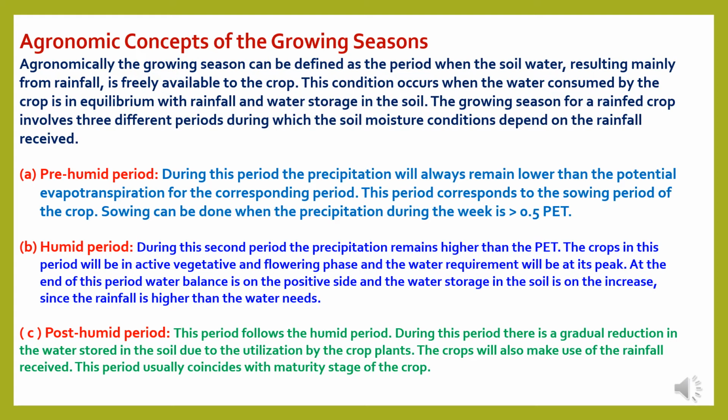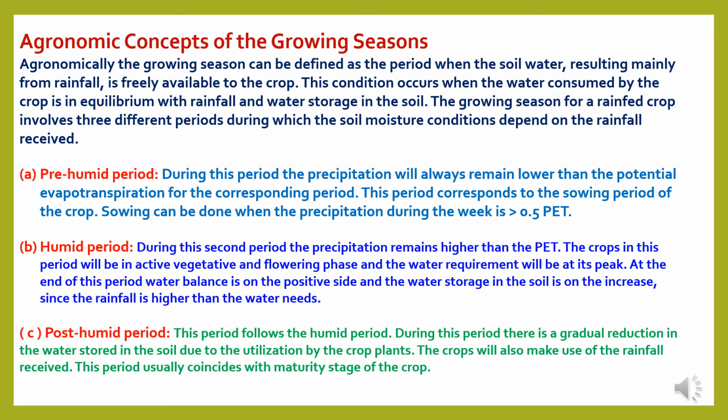The growing season for a rain-fed crop involves three different periods, during which the soil moisture conditions depend on the rainfall received. First one is pre-humid period. During this period, the precipitation will always remain lower than the potential evapotranspiration for the corresponding period. This period corresponds to the sowing period of the crops. Sowing can be done with the precipitation during the week where the rainfall is more than 0.5 potential evapotranspiration.